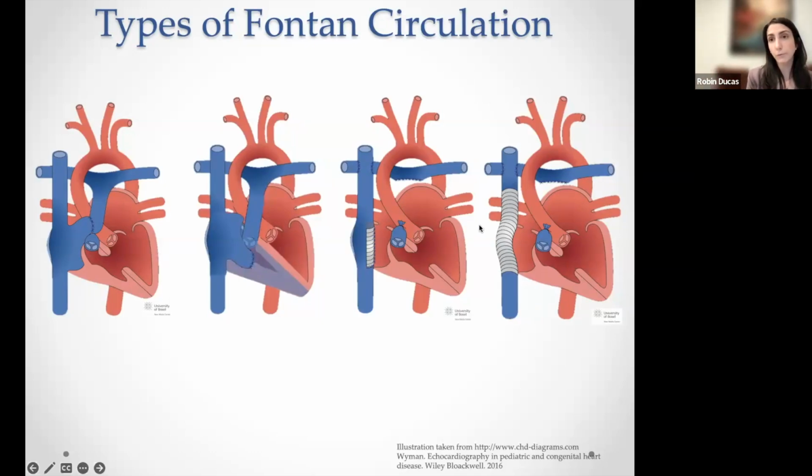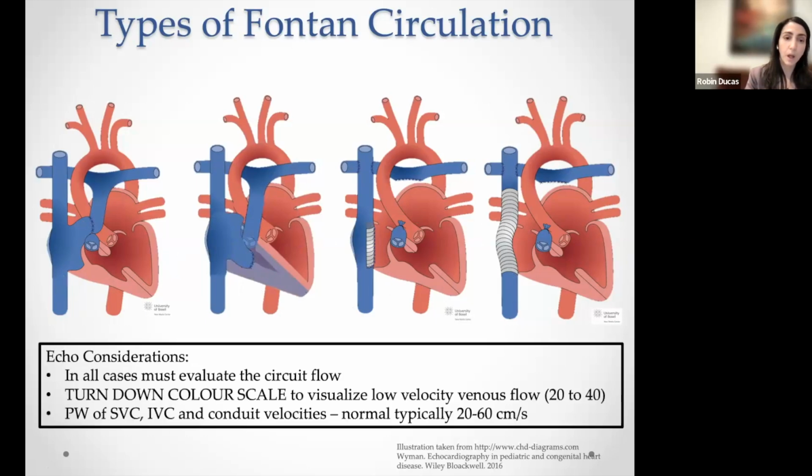So we'll walk through several of these, but this would be an example in the anatomy of tricuspid atresia of how you can redirect venous blood flow to the pulmonary arteries through a right atrial to pulmonary artery connection. You can have a Bjork variant where you can use remnant RV as a conduit. You can have our lateral tunnel Fontan where we put a baffle within the right atrium. And then more commonly now is our extracardiac Fontan where we have a tube graft going from IVC to pulmonary artery. And what's important in all of these lesions is that you need to evaluate the circuit flow.